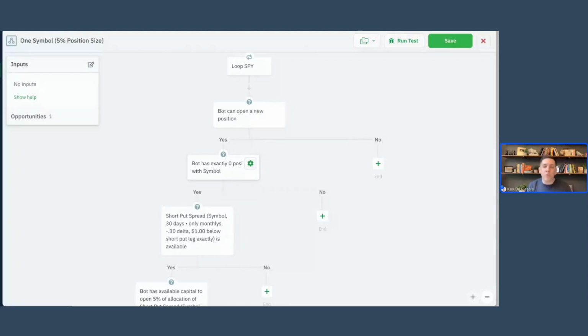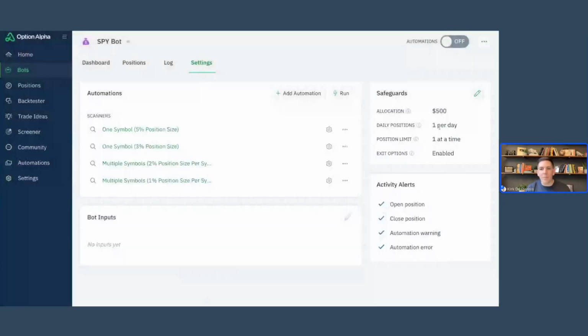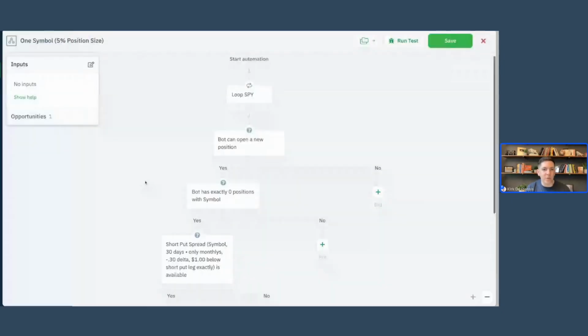And I will show you multiple examples of how to do multiple positions per symbol as we go. I have lots of examples, but I'm starting very simple. The bot has exactly 0 positions with this symbol. Why is that important? Because maybe you are religious about position size like I am, and you don't want the bot to ever open more than one position. Now, you've already kind of accomplished that in the safeguards, right? So let me go back to the safeguards. One position at any one time, but it doesn't hurt to also add it in here too, in case this automation gets used other places.